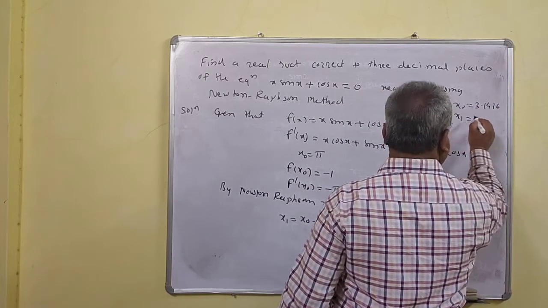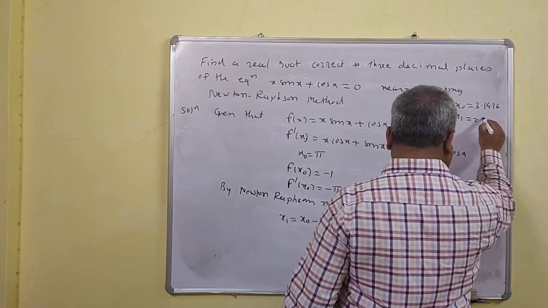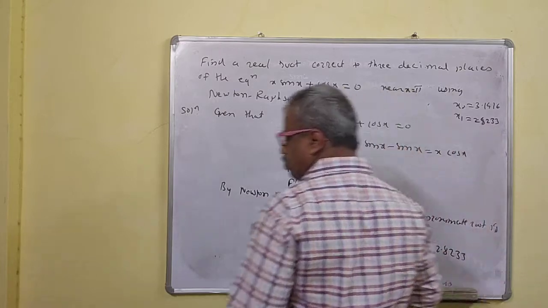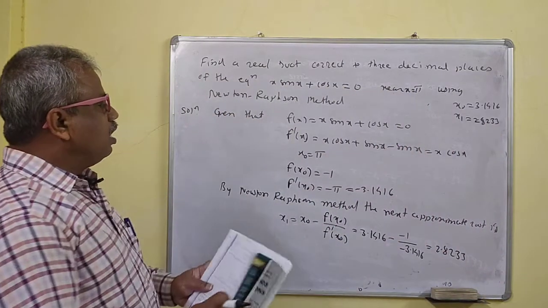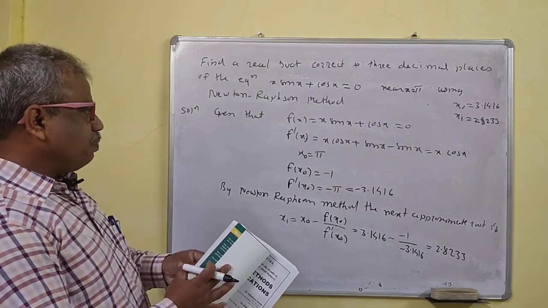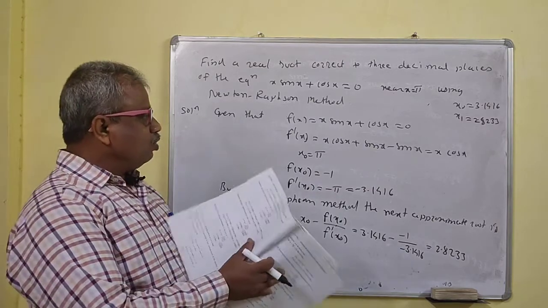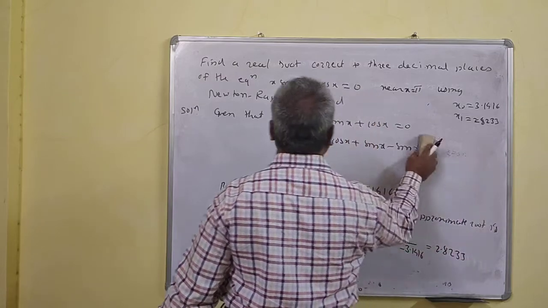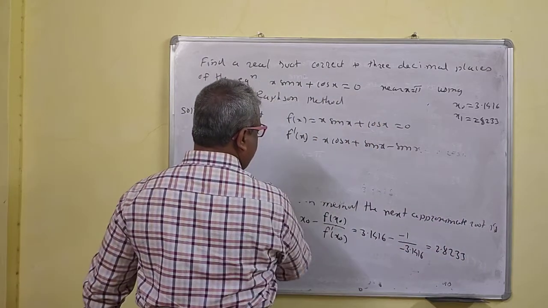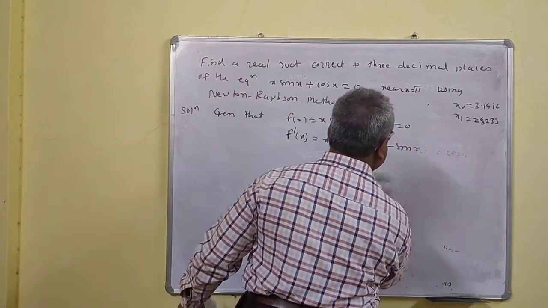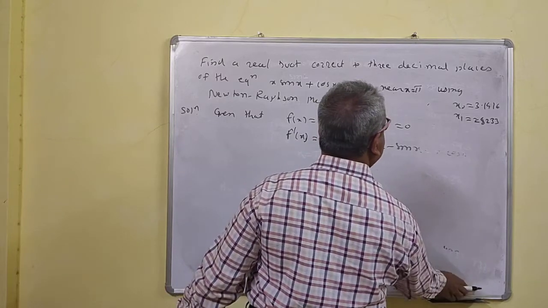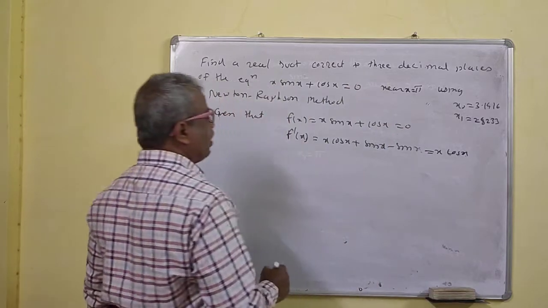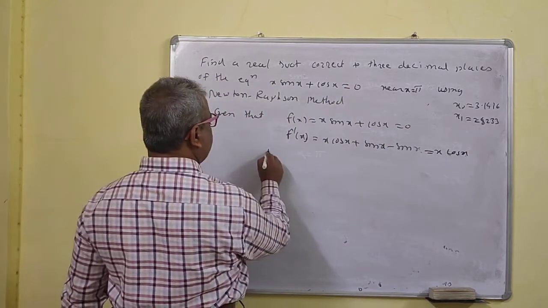So your x0 is 3.1416 and your x1 is 2.8233. We have to find the value correct to 3 decimal places, which means your first 3 decimals should be equal. So now we'll find f of x1 and f prime of x1. We don't need this; this is x cos x, and this is your f prime of x.